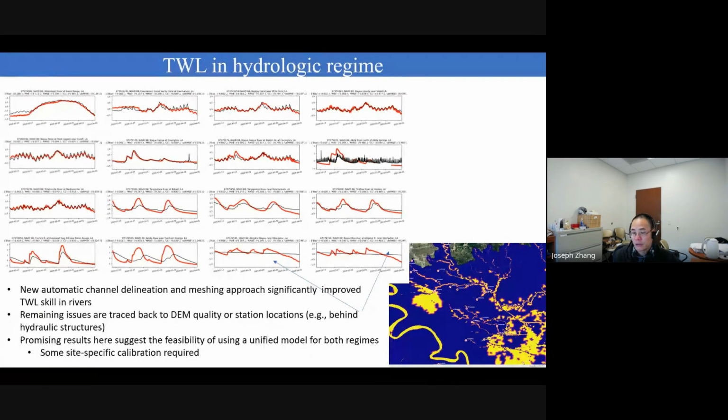So obviously, this regime is highly site-specific, very complex, and some stations are sheltered behind the structures. For example, I put arrows for the last 2 stations. Those 2 stations just have lots of challenges. They are really hidden behind the structures. So there's no way we can do this without going into site-specific studies. But with minimum calibration, you can see that the model is starting to get some skills in this regime. So we have high hope that we can have a reasonable representation for the hydrological regimes in the near future.